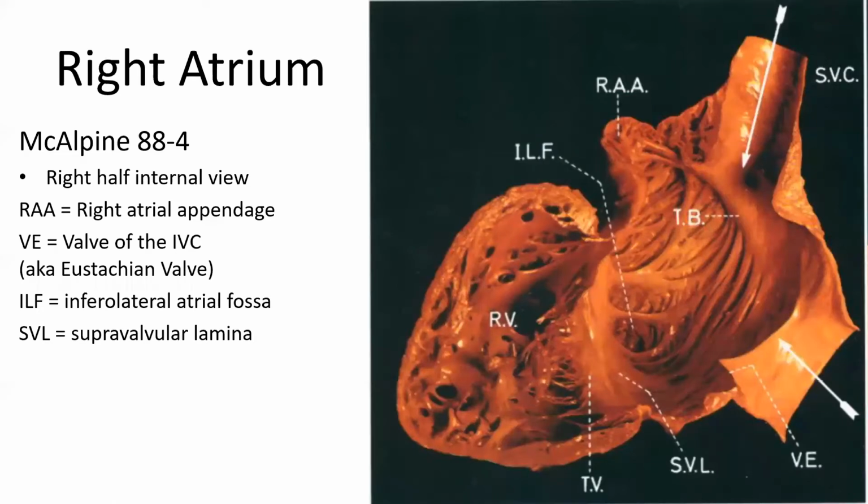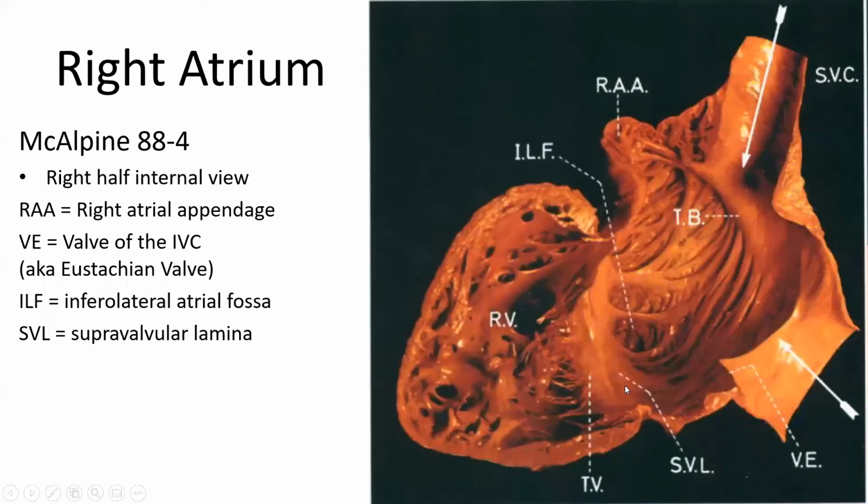Taking this view and flipping it around to the inside, we see the vena cava on the screen right, and the terminal bundle along the right side, which is sometimes called the crista terminalis. We see the nice pectinate muscles on the lateral free wall. In the IVC, we see this thin, membranous, non-muscular valve of the IVC, also called the eustachian valve. The supravalvular lamina is adjacent to the tricuspid valve here.